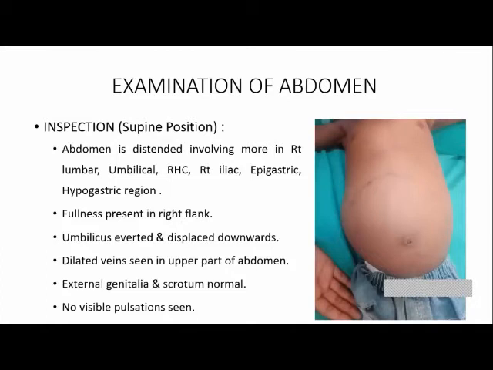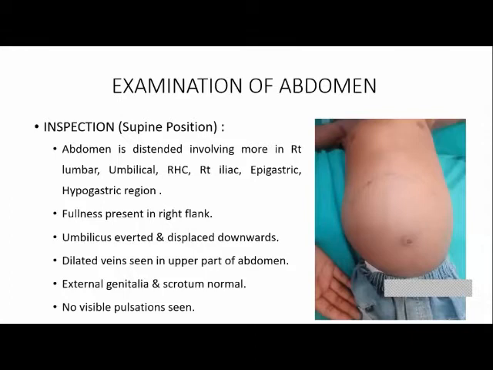Sir, on examination of the abdomen, on inspection, the child is in supine position, examined from the right side. Abdomen is distended, not uniformly, involving more the right. It will be useful to say the abdomen is asymmetrically distended, more on the right side. Abdomen is asymmetrically distended, involving more the right lumbar region, umbilical region, right hypochondrial, right iliac, epigastric and hypogastric regions. Right flank fullness is present. Umbilicus is everted and displaced downwards.